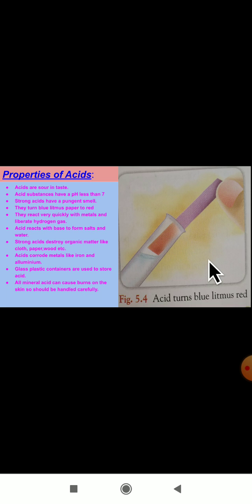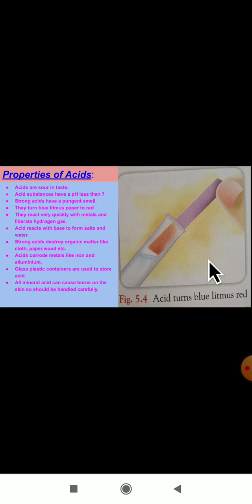So in the laboratory they use this litmus paper. In your higher classes you will study about litmus paper, and you will even use it in practicals in a laboratory. Next, acids react very quickly with metals and liberate hydrogen gas. They will react with metals like iron and aluminium.